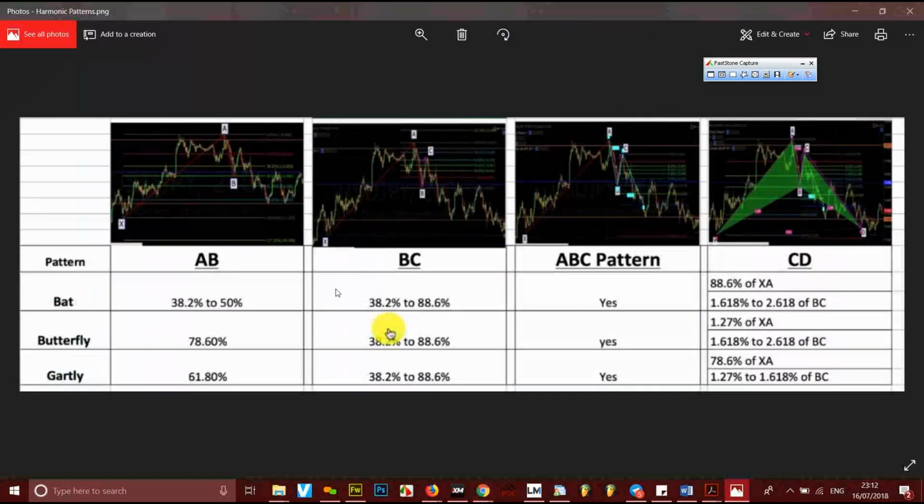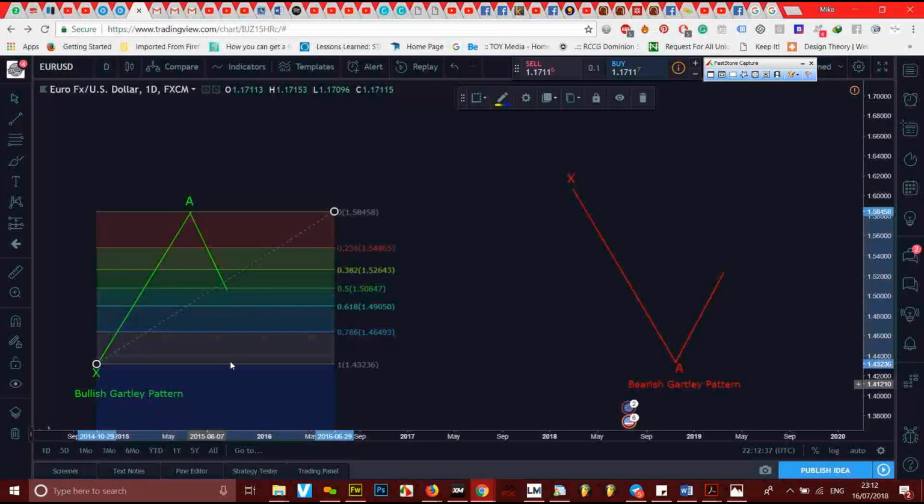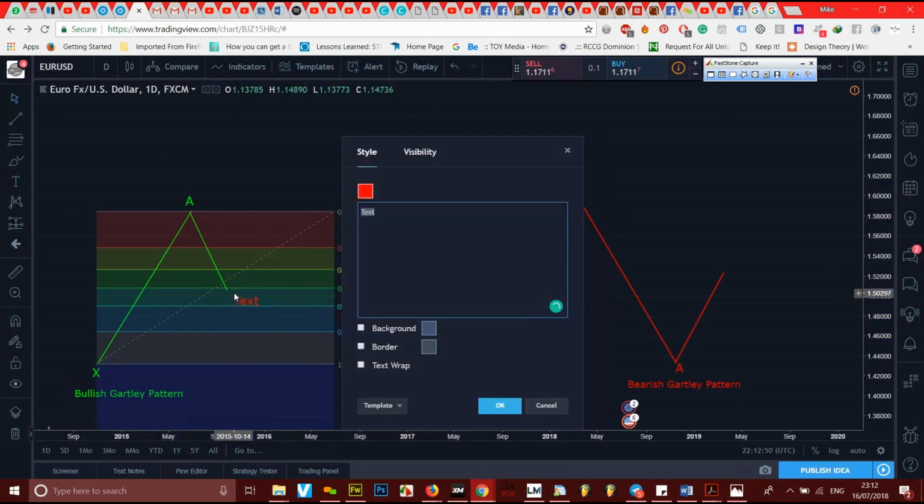And what does the rule say? The pullback AB must be 61.8. What is AB? That's A to B must be 61.8. This pullback, this level here is called B. Let me write that down so you can see that. B. And that should be 61.8.